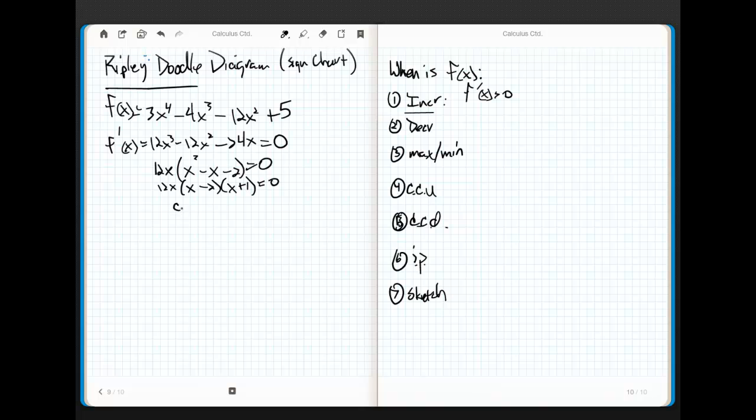Guess what? I have critical points at x equals where? I get 0 here. That's cool. I get -1 here, and then I get +2 here. Look at that. Those are my critical points. Now, for those of you that had me for Algebra 2, we've already used these before, but that number is dwindling quickly. They're getting few and far between. I am going to use a Ripley-Doodle diagram.